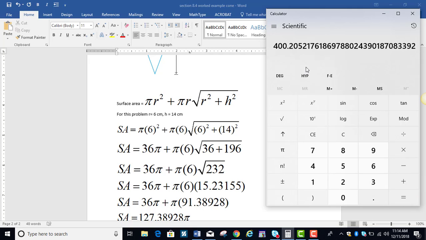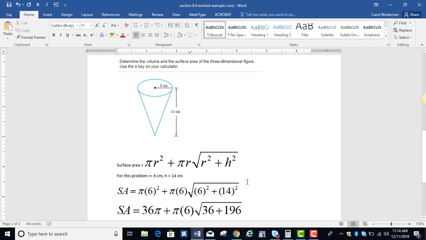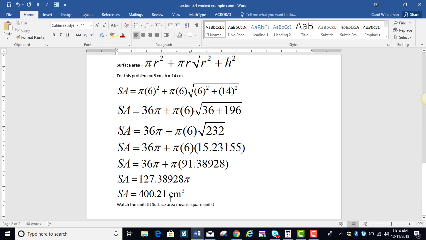Again, I'd urge you to do that pi calculation at the very, very end. So 400.21. And remember, this is surface area, so we've got square units. So the surface area of this cone is going to be 400.21 square centimeters.